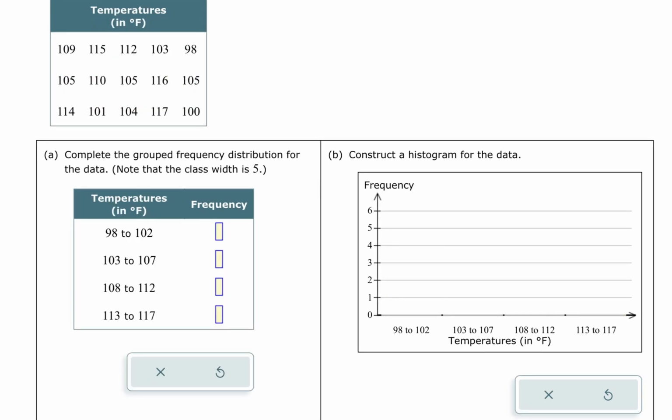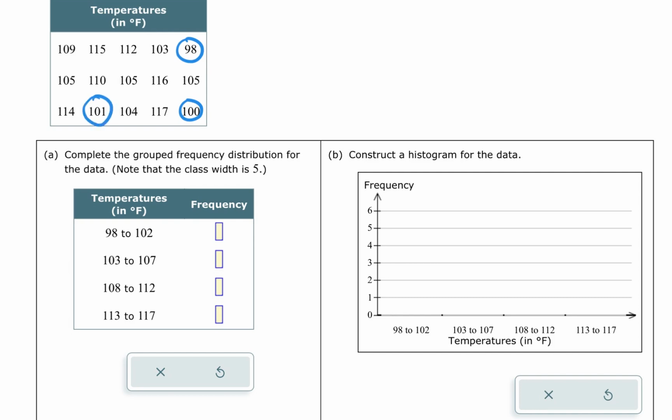One last example. Here are the hottest recorded temperatures in degrees Fahrenheit for each of 15 cities throughout North America. So before we begin, we have 4 classes, and each class has a width of 5. That means that there were 5 individual bar graphs that we grouped together into each range of data. So our first class, lower limit is 98, upper limit is 102. So anything between 98 and 102.